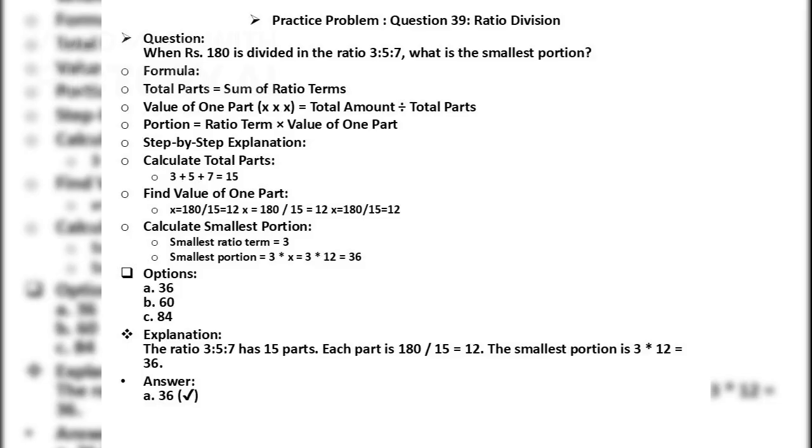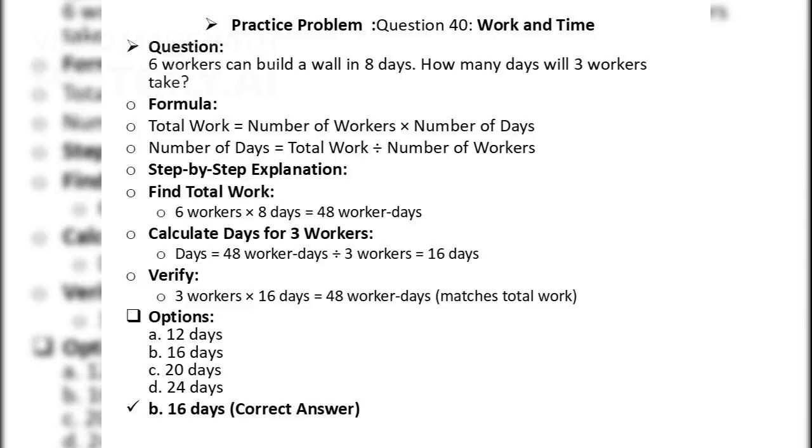of one part. Here's a work and time problem. If 6 workers can build a wall in 8 days, we need to find out how many days it will take for 3 workers to complete the same task.